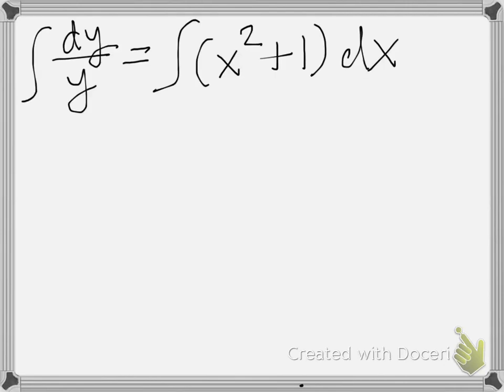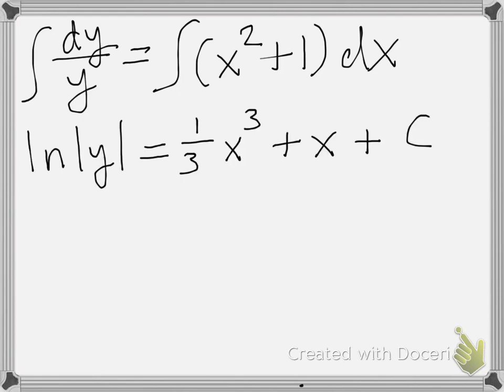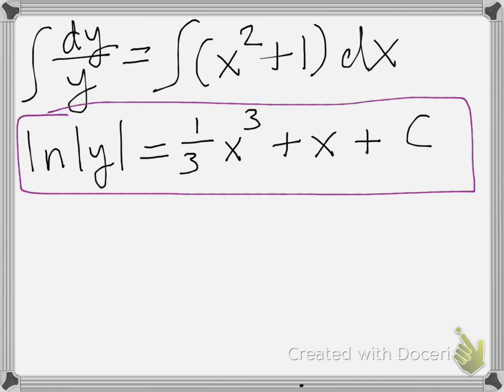So we have to evaluate the integral of dy over y on the left-hand side and the integral of x squared plus 1 dx on the right-hand side. And these are both easy integrals to complete. We learned about how to do both of these in Calc 2. So we get as our general solution, ln the absolute value of y equals 1/3 x cubed plus x plus c. Notice this is an implicit solution to the differential equation because we don't have the dependent variable y solved for as a function of x, but this is still a solution nonetheless. So there's our solution to this particular differential equation.